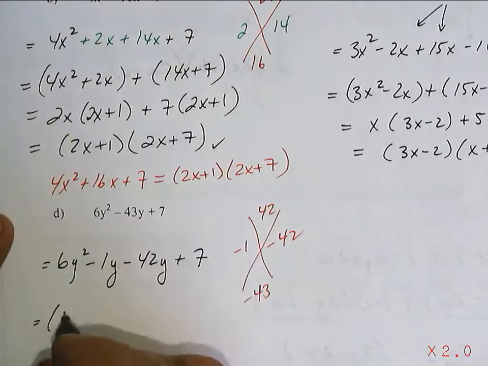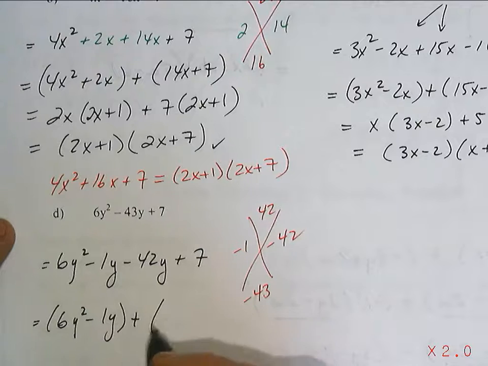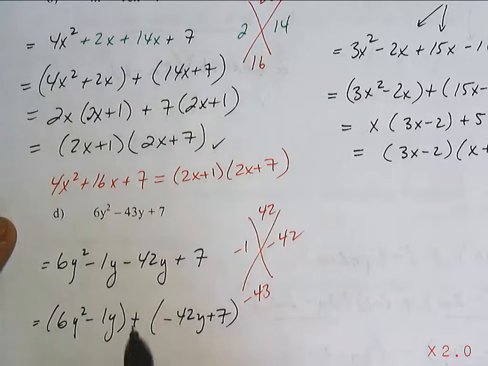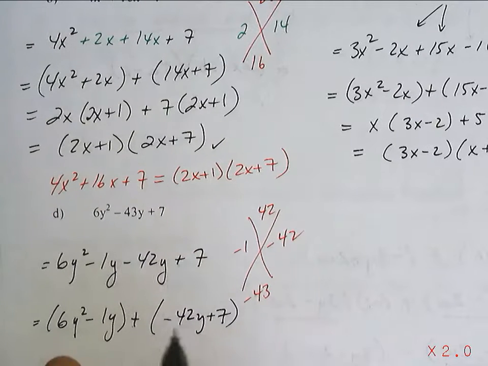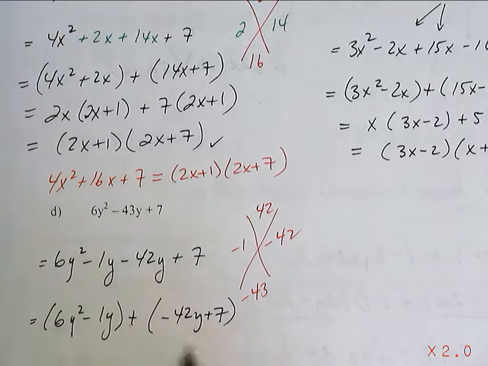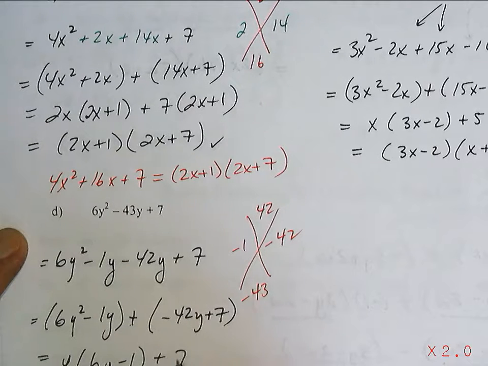Group them: 6y squared minus 1y plus, even though there's no pluses here, it's a plus, negative 42y plus 7. This plus just means that these two plus these two make this group up here. That negative goes with that term. Going to common factor out a y, so 6y minus 1. Going to common factor out a, well, if I factor out a 7, I'm going to be left with negative 6y plus 1.